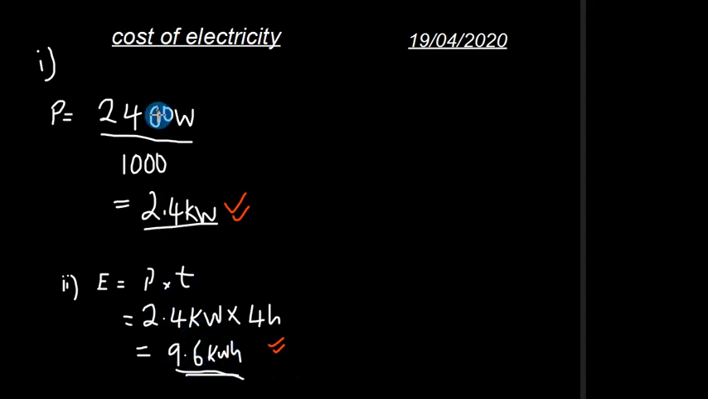Okay, we go to part 3 now. So part 3, what will be the cost? From previous examples we said cost is equal to the total units used, which in this case is 9.6 kilowatt hours, or you simply say units. Then you multiply this by the cost per unit, which is 30 ngwee.